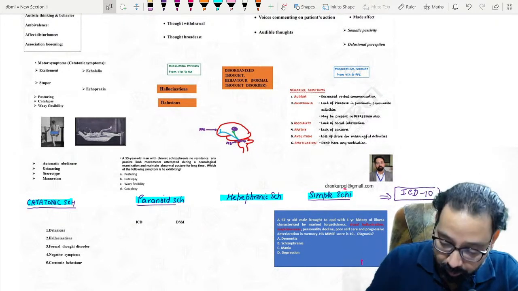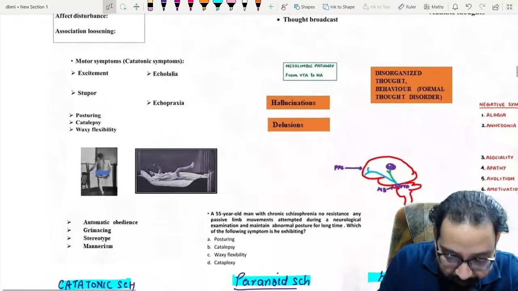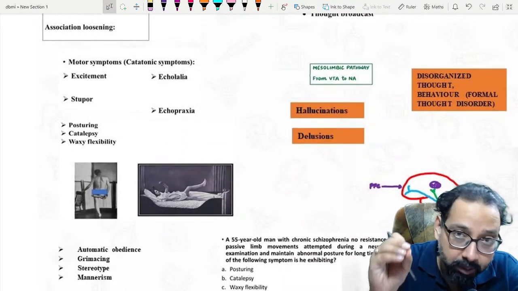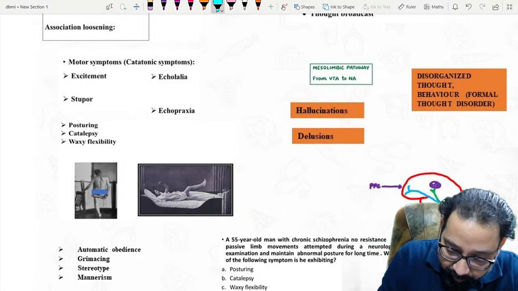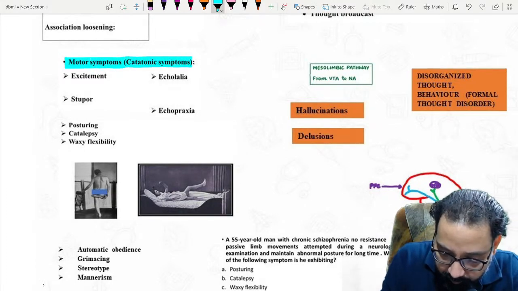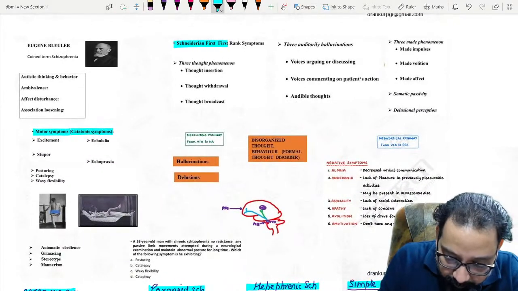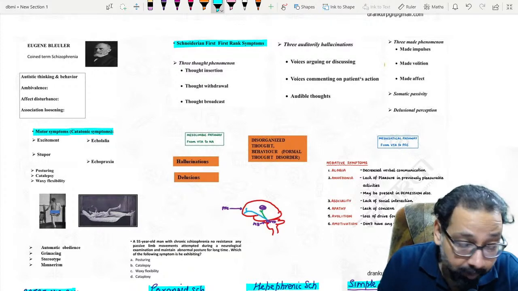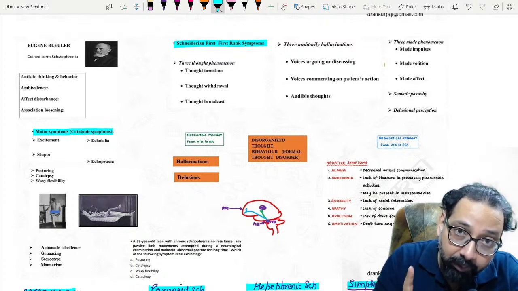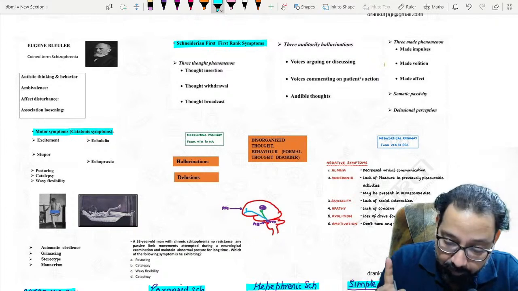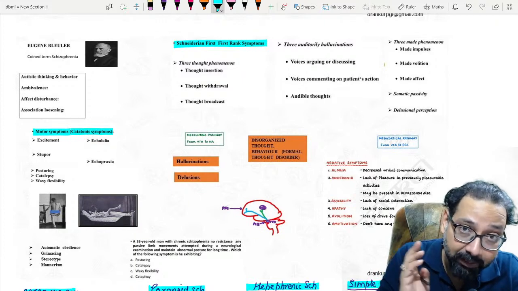First is catatonic schizophrenia, or catatonic symptoms. Catatonic symptoms mean motor symptoms. Let me tell you again that these are Schneiderian first rank symptoms. They are 11 in number. Out of these, even if a single symptom is there, then you will make the diagnosis of schizophrenia. Clear? This is according to ICD-10; the importance has been removed in DSM-5.